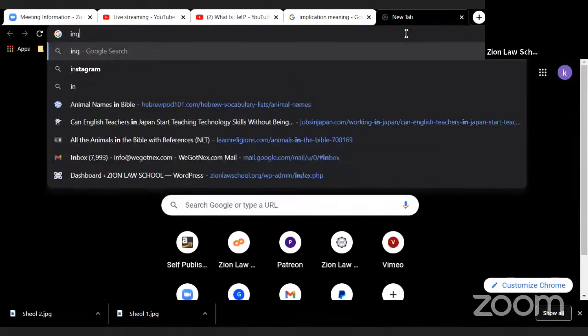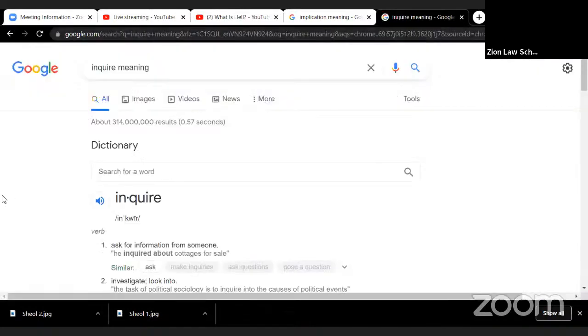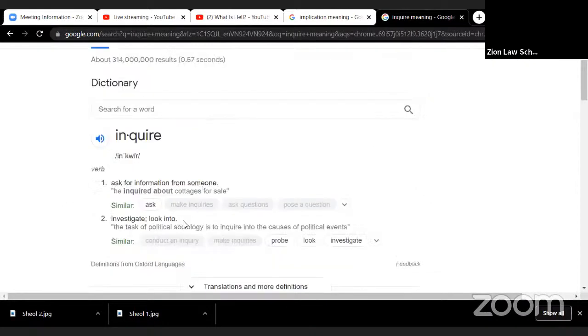So we're going to go through step by step. All right, inquire: ask for information from someone. The second definition is investigate, look into. Okay, so now when we look at, do you have it open to 7592?